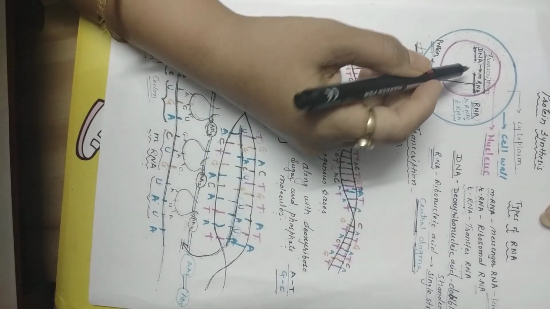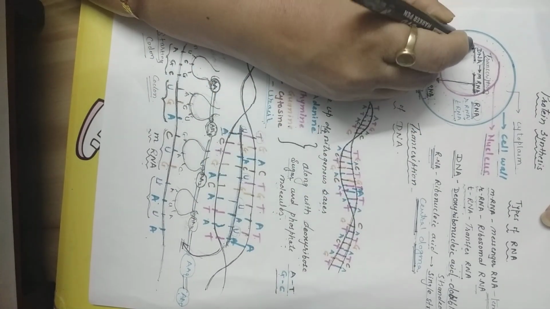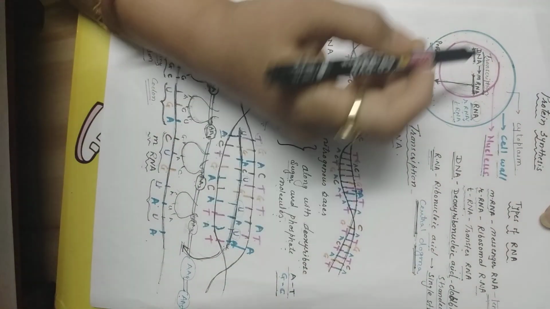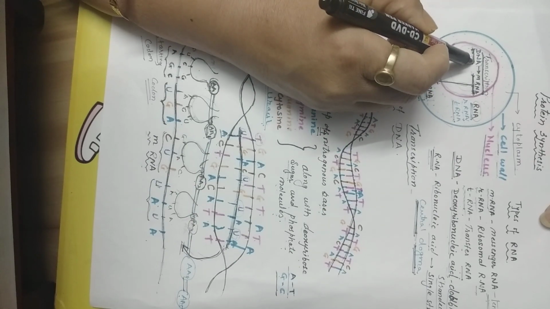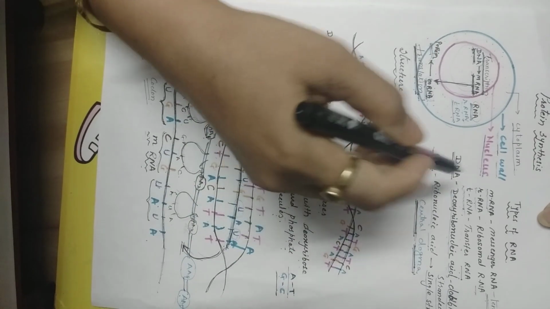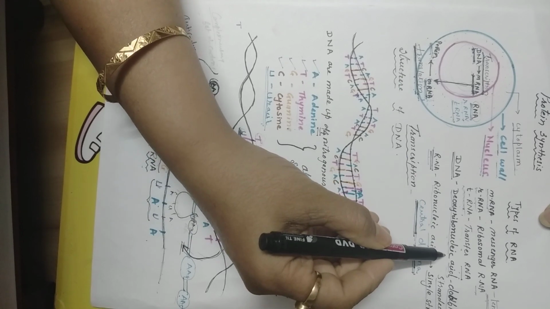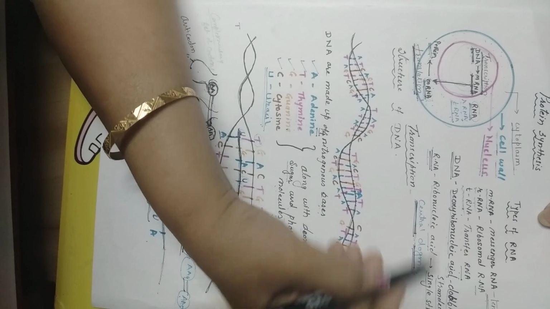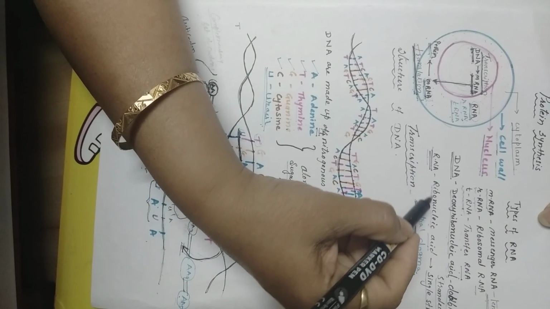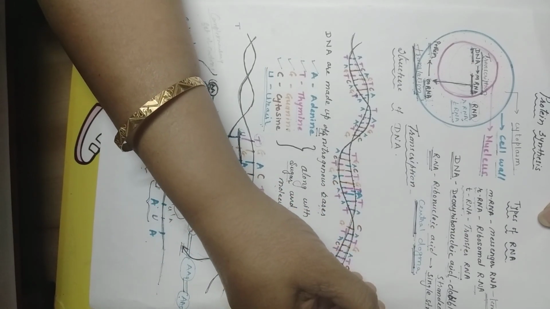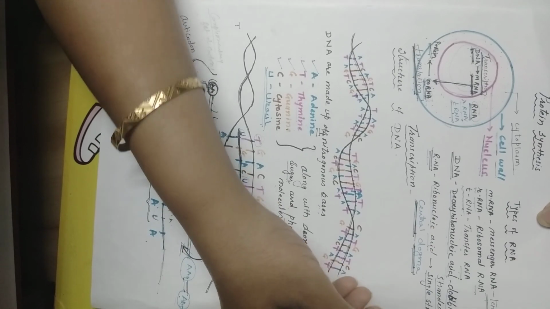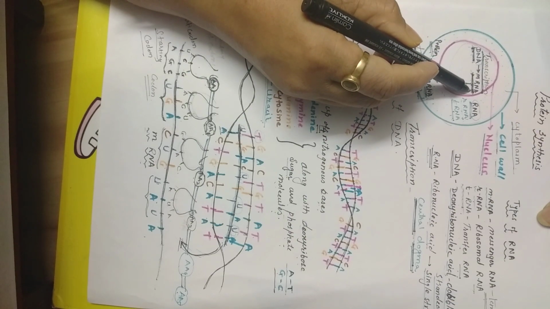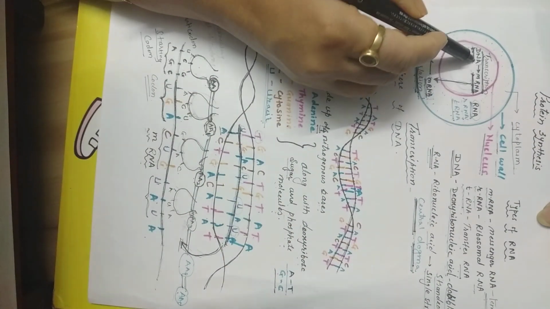Now from this DNA mRNA is formed. We know that DNA means what? Deoxyribonucleic acid. It is double stranded structure. And RNA, that is ribonucleic acid, it is single stranded structure. Now in the nucleus, from this DNA mRNA is formed. DNA is present inside the nucleus. RNA is present in the cytoplasm. So from this DNA mRNA is formed.